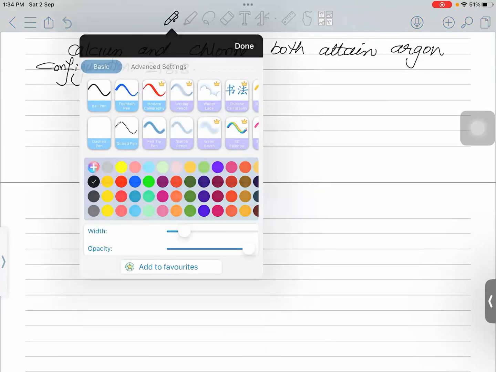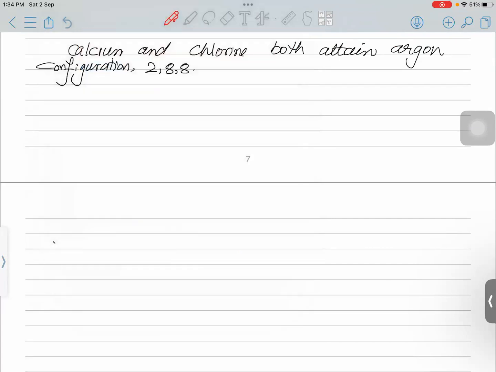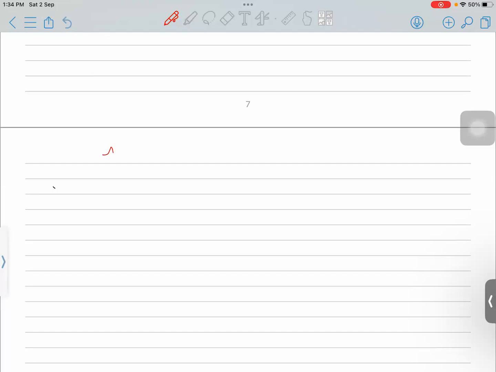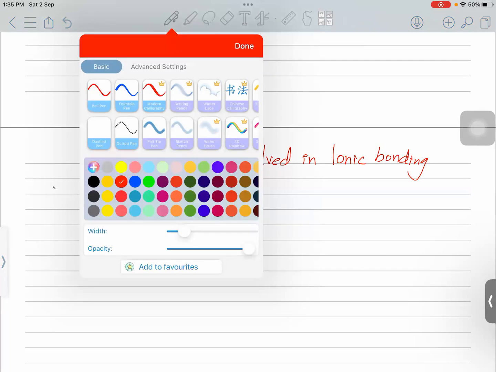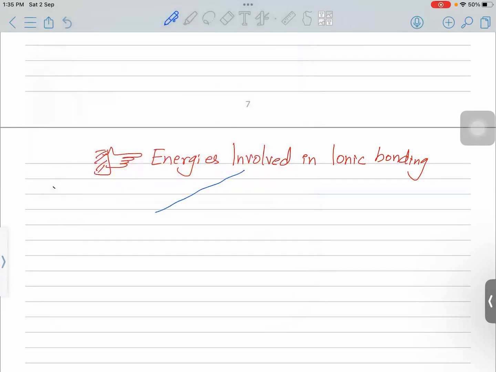Energies involved in ionic bonding. Three energies are involved.